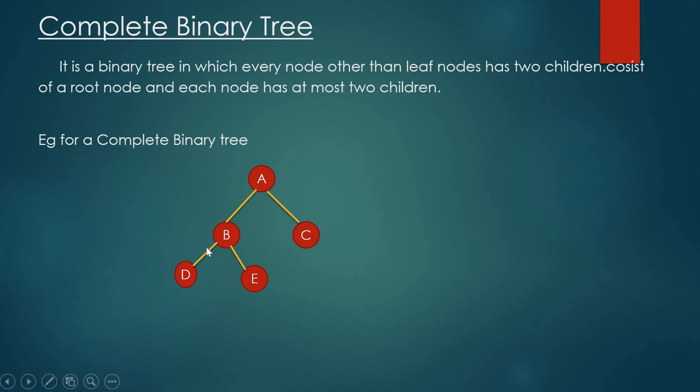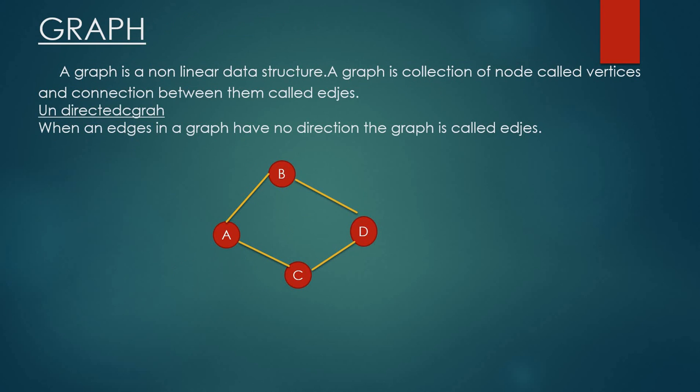See, A is having 2 children, B is having 2 children. Then all the leaf nodes. Here, what are all the leaf nodes? C, D, E. These C, D, E are having no child. So, this is a complete binary tree. That is, a complete binary tree means all the nodes are having 2 children except leaf nodes. That is a complete binary tree.